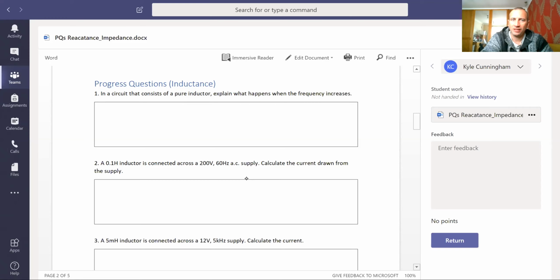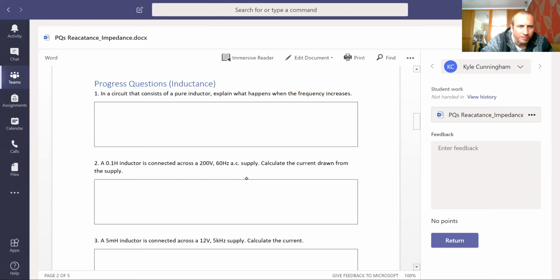As the frequency increases, it's a multiplier. So then the reactance, remember XL, reactance, is equal to 2 pi FL. If the frequency increases, then the reactance must also increase, right? So then let's look at the equation here in question 2. The inductance is 0.1 henries, voltage is 200 volts, frequency is 60 hertz. Calculate the current drawn from the supply.